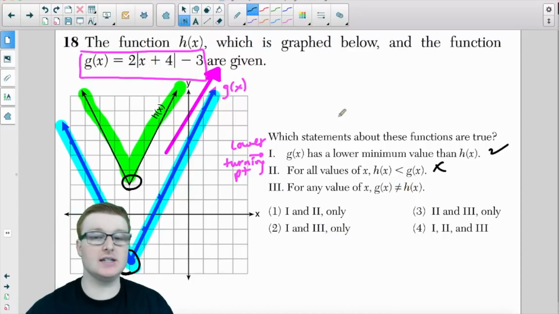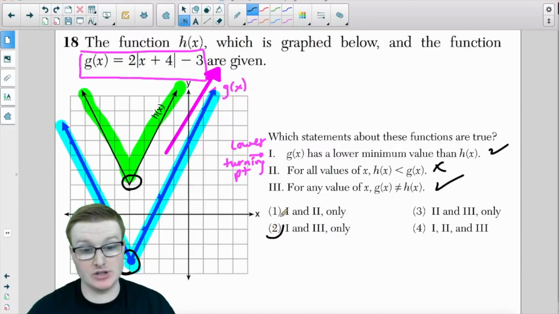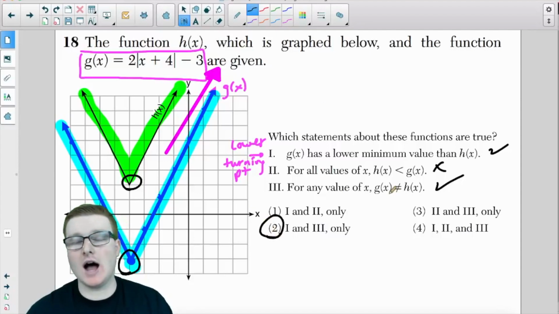For any value of x, g of x is not equal to h of x. Does this intersect anywhere on the graph? No. So that is true. There's no value of x where these two things are equal. So your answer is choice 2. If you're wondering why, it's because these have the same slopes. You're going to learn this in geometry if you didn't already. If you have two lines that have the same slope, they never intersect if they have different y-intercepts. So that's why choice 2 is the answer.